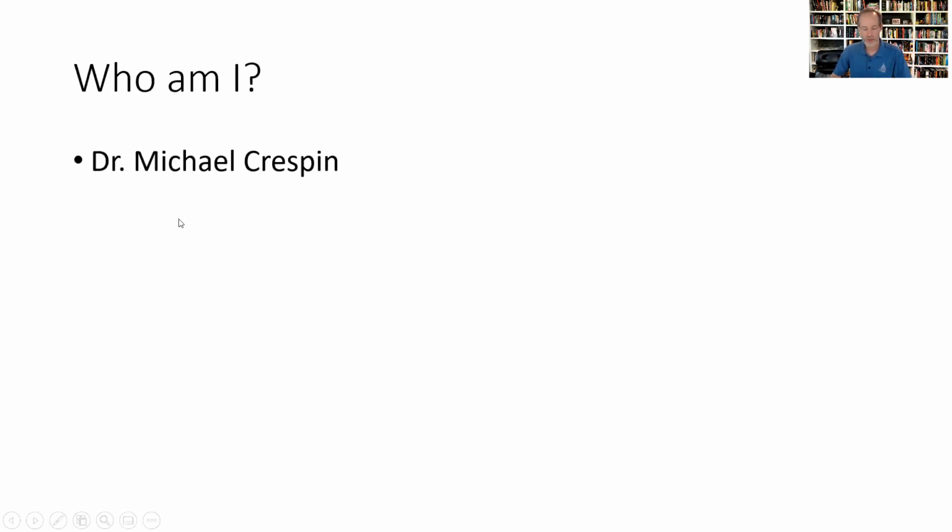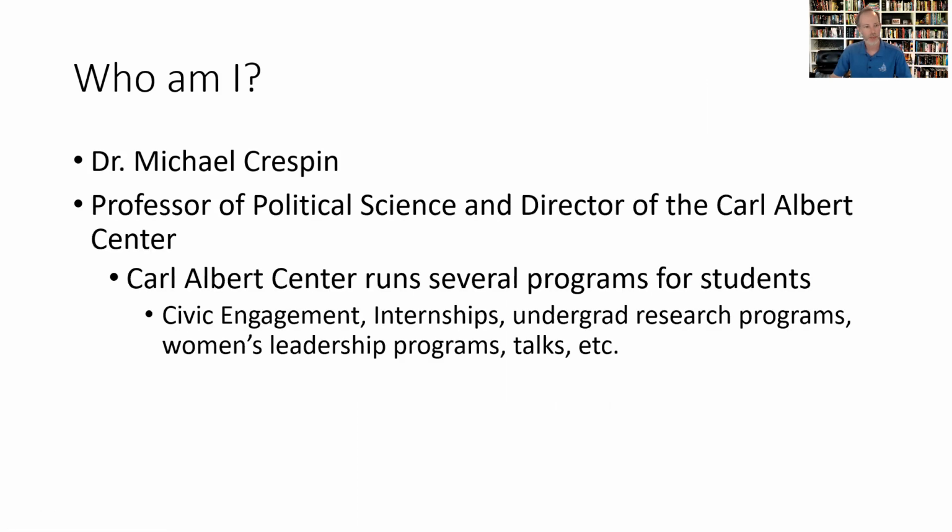Okay, so who am I? My name's Michael Crespin. I'm a professor of political science. I'm the director of the Carl Albert Center here on campus. So the Carl Albert Congressional Research and Study Center.